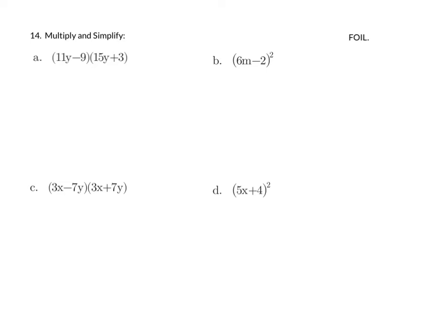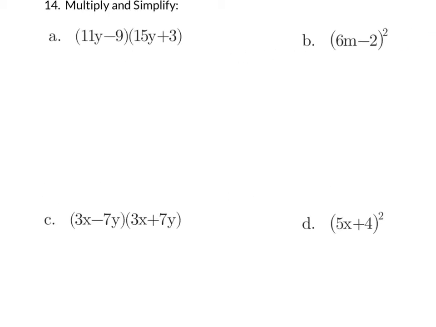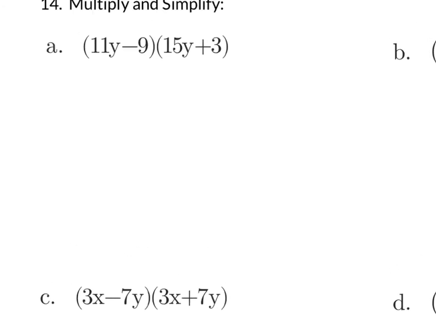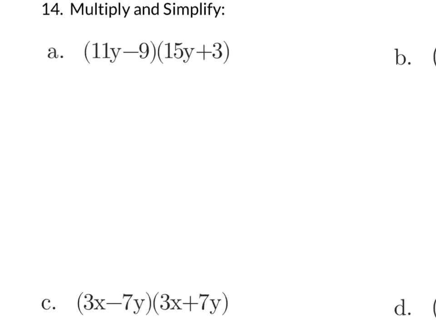The other one we want to look at is multiplying. Remember that with multiplying we are going to FOIL, and it's important to note that we are going to FOIL on all of these. So for instance, example A, if we FOIL, we're going to multiply our firsts together. 11y times 15y is 165y squared. y times y is y squared.